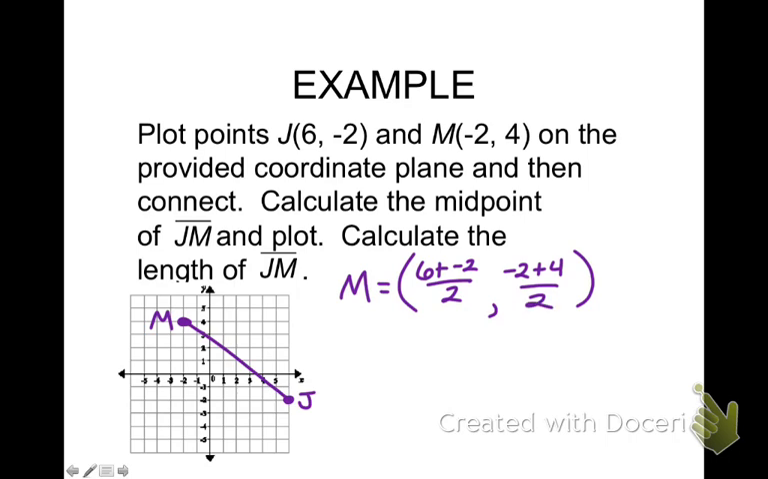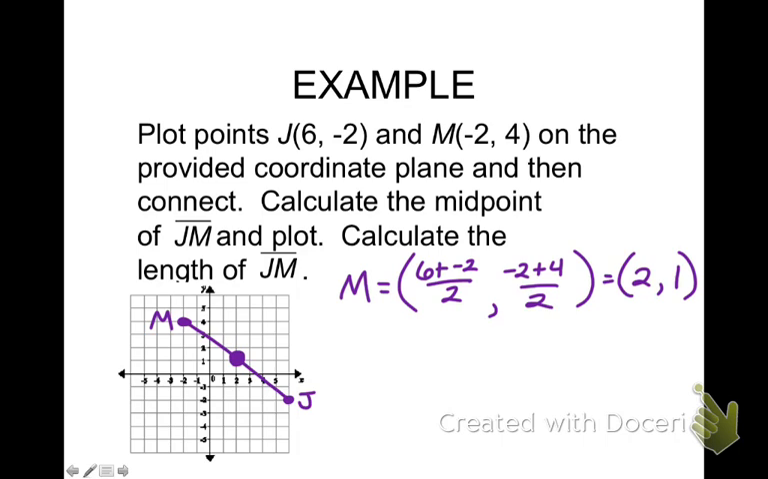6 plus -2 is 4. Divided by 2 is 2. -2 plus 4 is +2. Divided by 2 is 1. Okay, there's my midpoint. Plot it. Hopefully it's on your line, or close enough. Mine's pretty close. Is yours on your line? At 2, 1. Okay, so we found the midpoint.